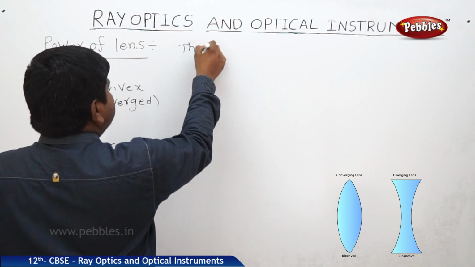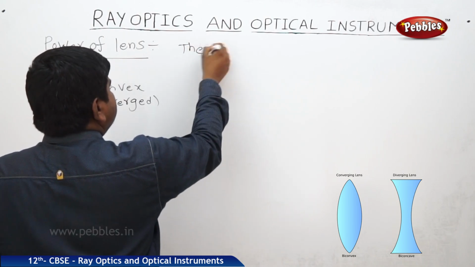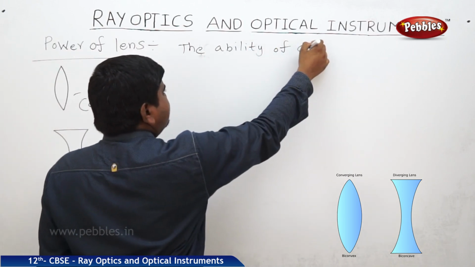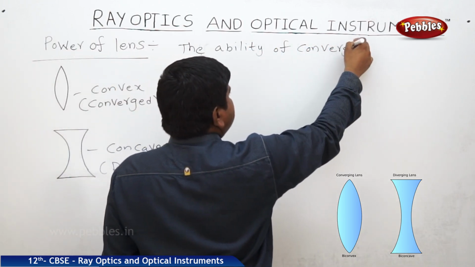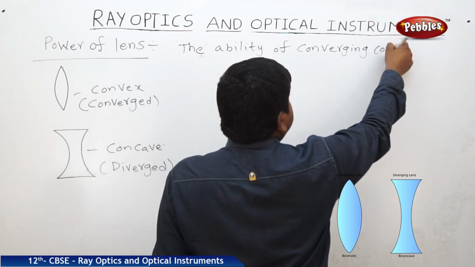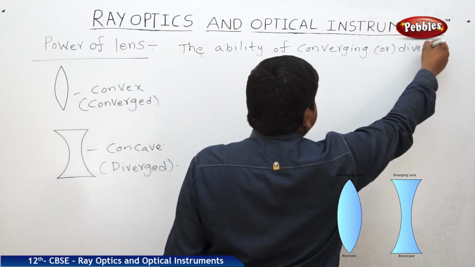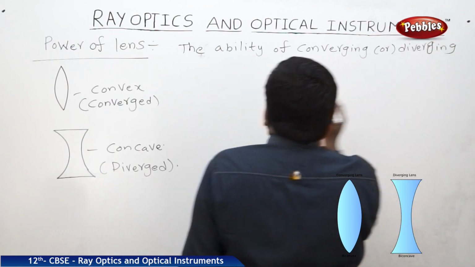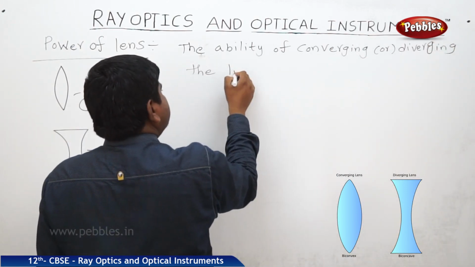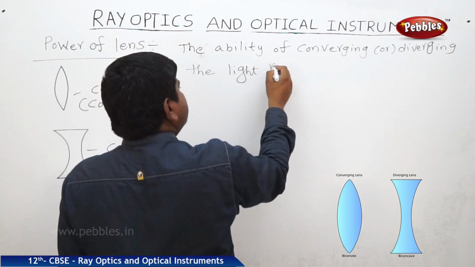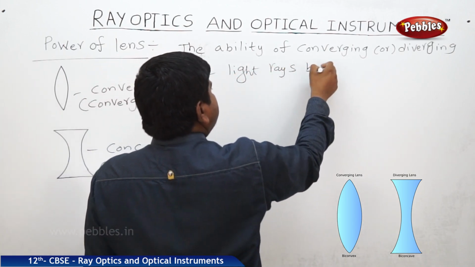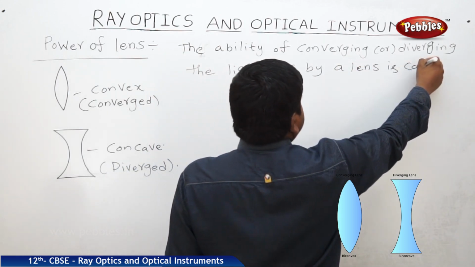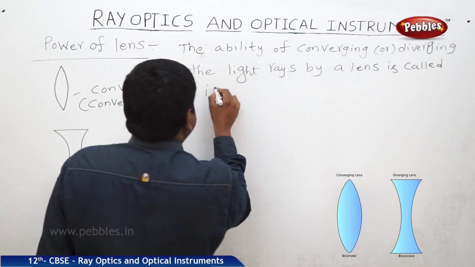The ability of converging or diverging the light rays by a lens is called its power.